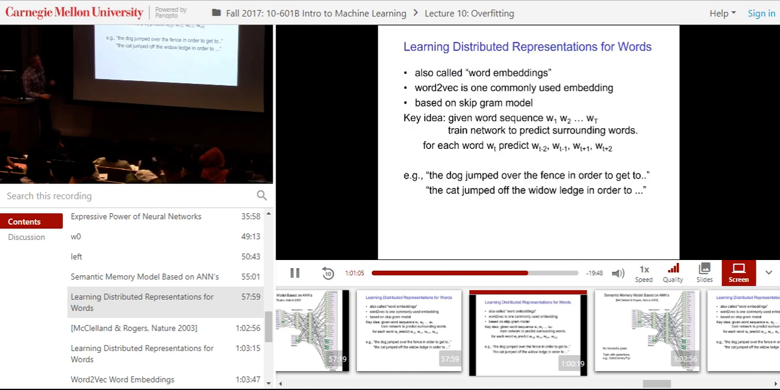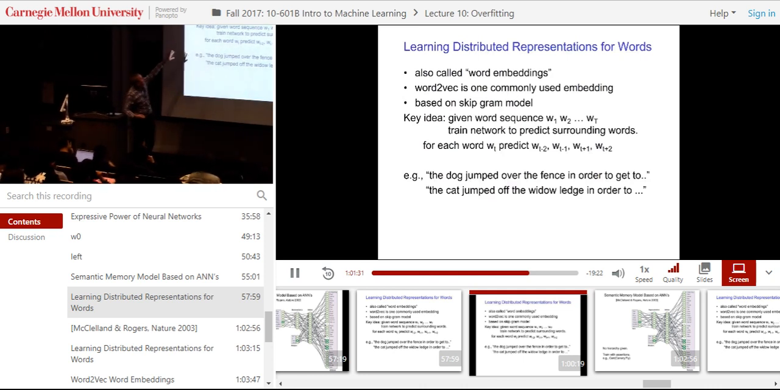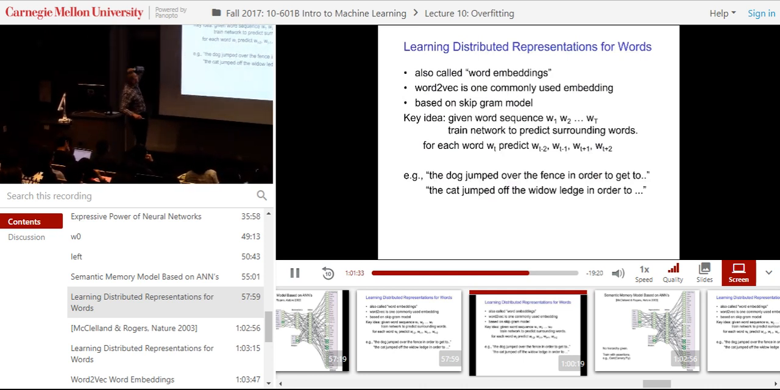So let's look at one of the most popular these days, called word2vec. In fact, this is a set of 300-dimensional vectors, one for each word in English, more or less, that you can download from the web if you want to get a 300-dimensional vector for each word, and then use it for something. But let's see how it was learned and how it was set up.